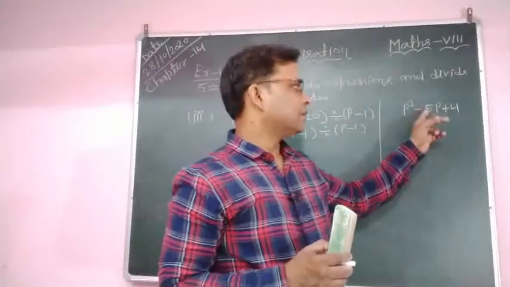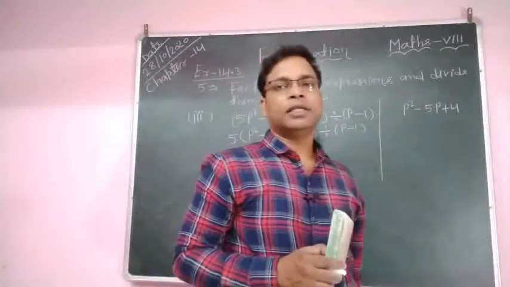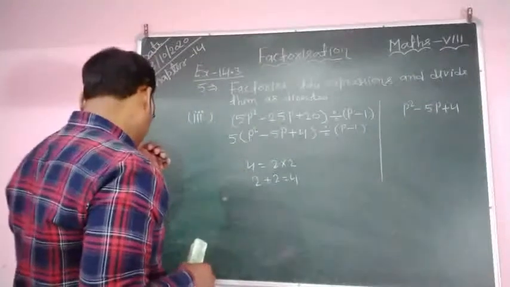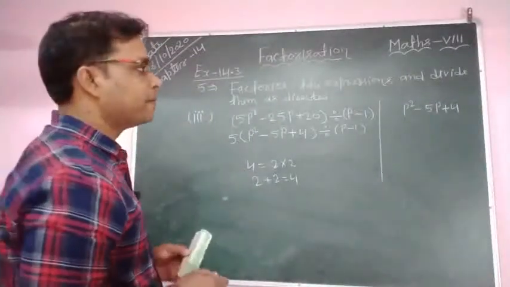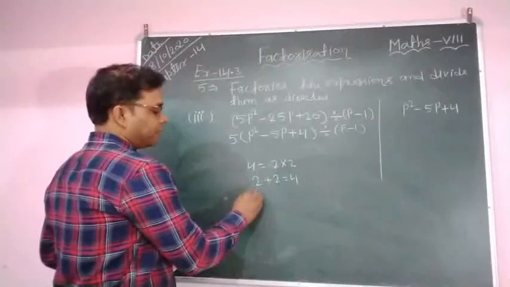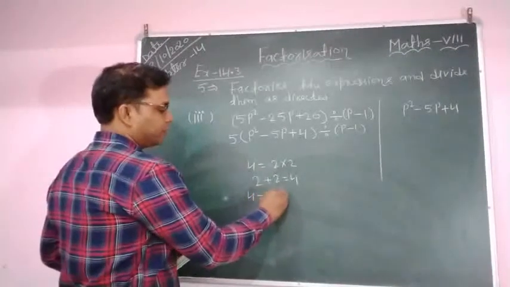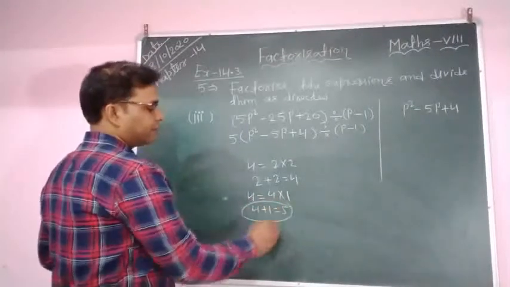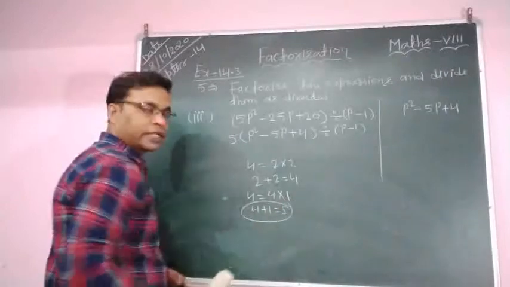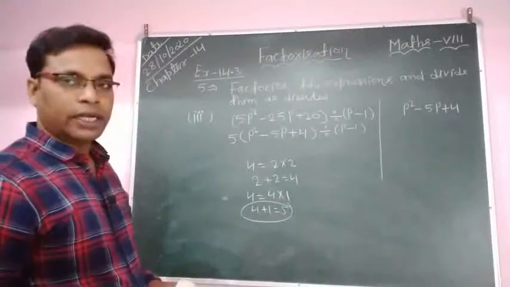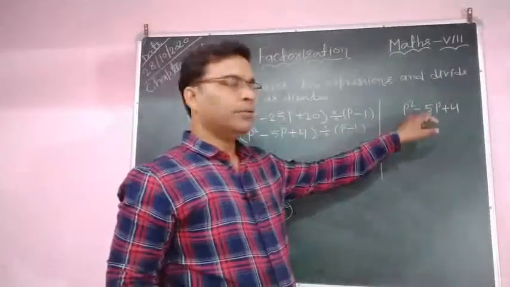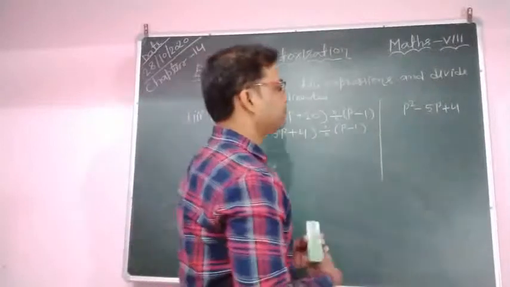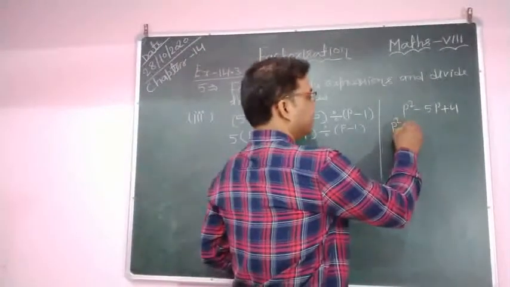Then we can break this 5 according to the factors and find the factorization of p square minus 5p plus 4. Again, 4 is equal to 4 into 1, so 4 plus 1 is equal to 5. This is our correct pair of factors. So we can break this 5 as 4 plus 1. Clear?